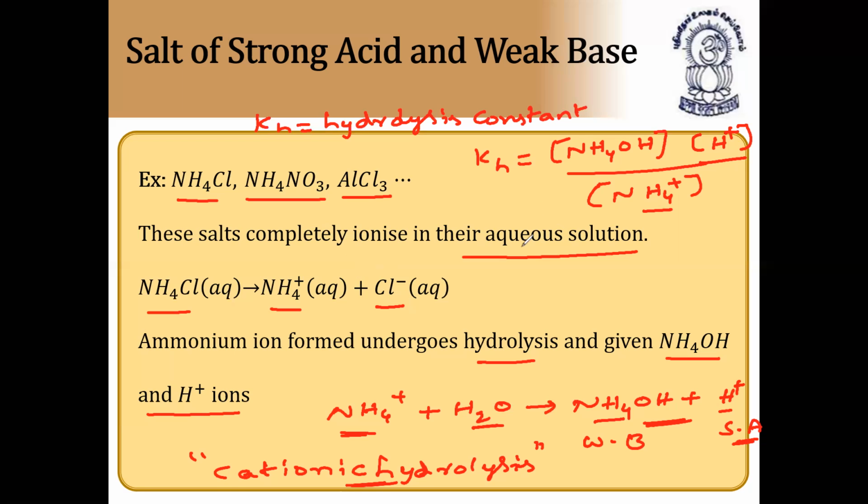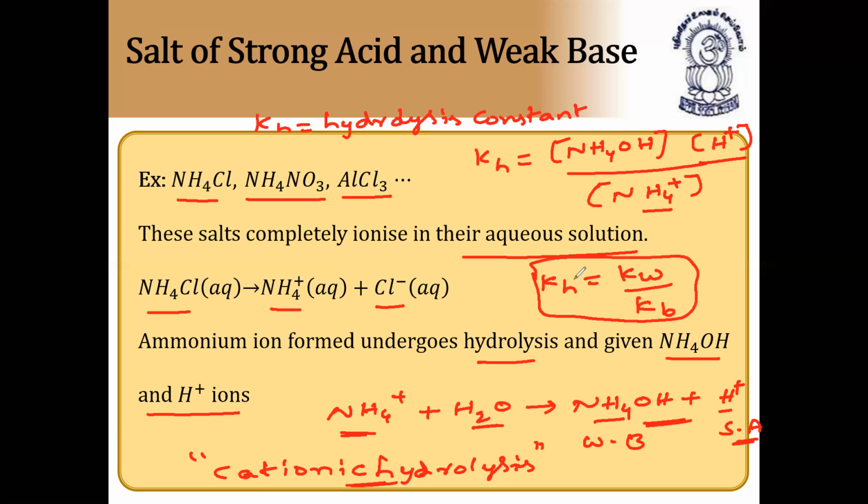And the Kh value of hydrolysis is given as follows. How to calculate Kh? From this you can write Kh is equal to the ionic product of water, that is Kw, divided by Kb. So please note down this formula: Kh is equal to Kw by Kb. This is called cationic hydrolysis.